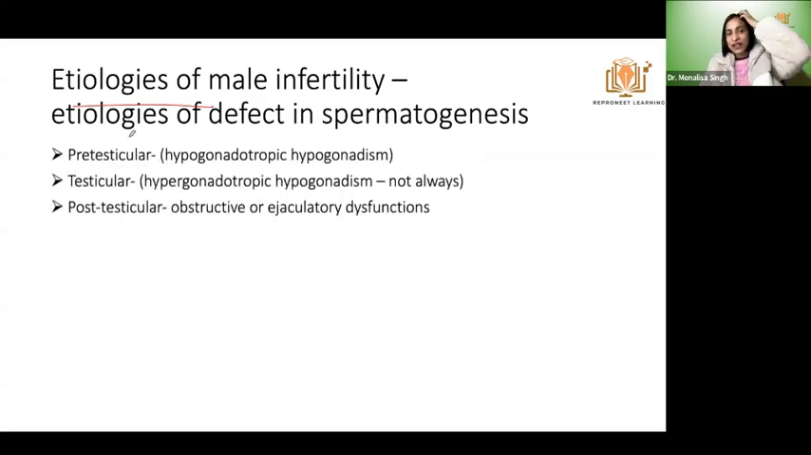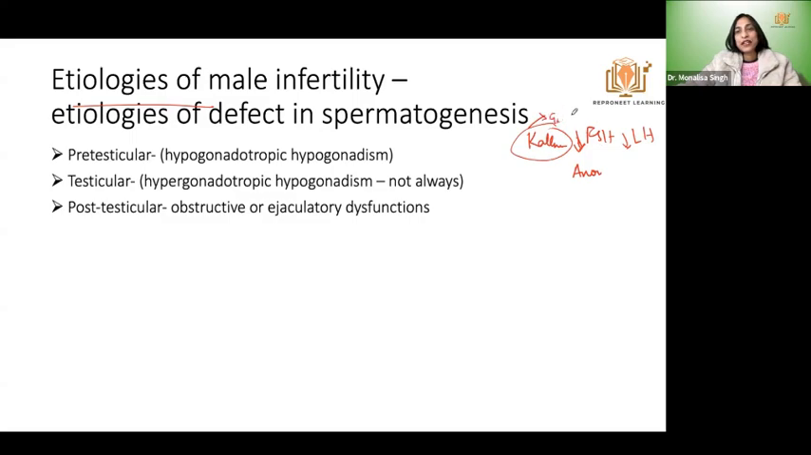Etiologies are classified as pre-testicular, testicular, post-testicular, just like in women. This chapter is for those who are thorough with female reproductive physiology. In females, you have something called Kallmann syndrome, where FSH is low and LH is low, and that is why she doesn't ovulate, resulting in anovulation. What do you do? You give exogenous LH and FSH, and they start. Kallmann is GnRH deficiency, so you can even give pulsatile GnRH and they will start ovulating.